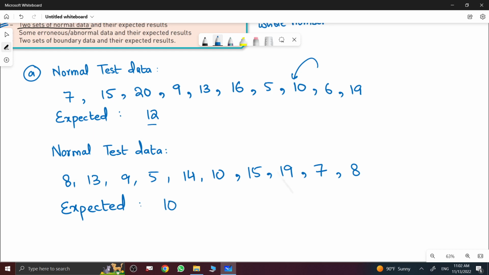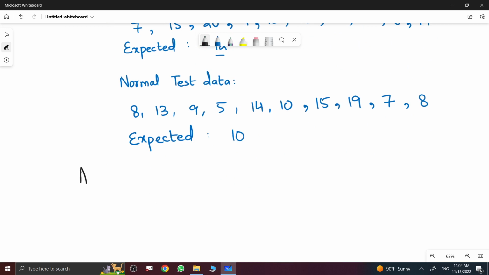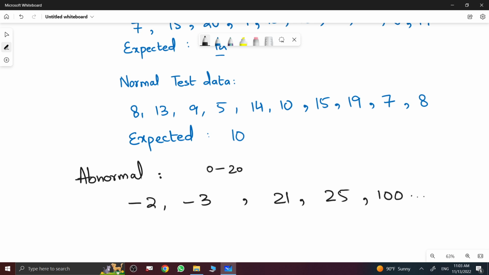Now quickly moving towards part B of this question. Part B says some erroneous or abnormal data and their expected result. Very easy. Let me write down abnormal data for this example. Just like the previous example, the abnormal data will be violating the range check. It means any value that is negative, less than 0, and any value that is greater than 20, because the range is from 0 till 20. So 21, 25, 100, and so on. These will be your abnormal data.